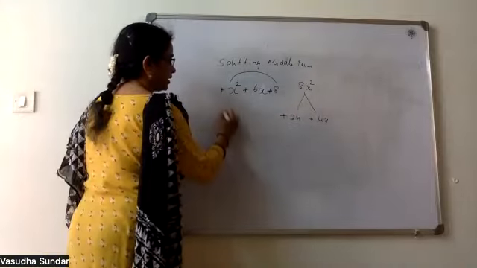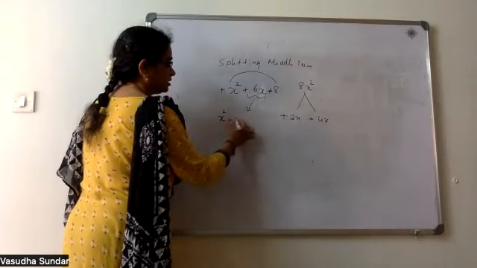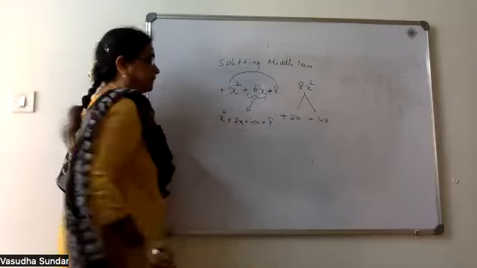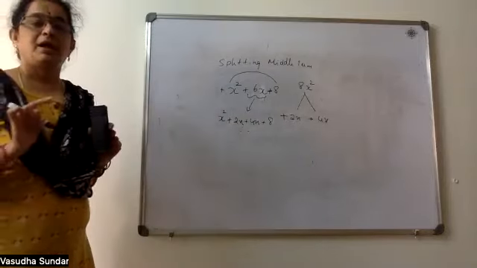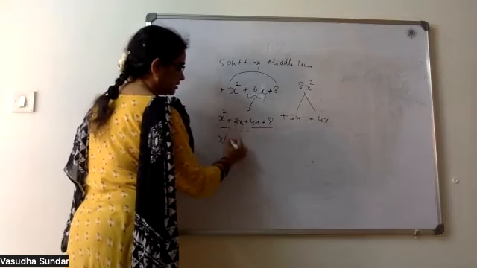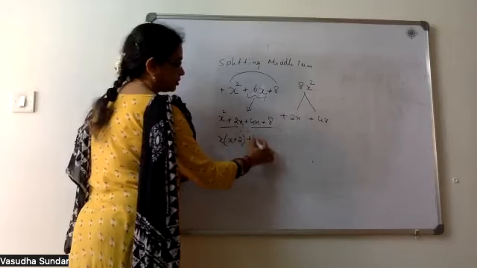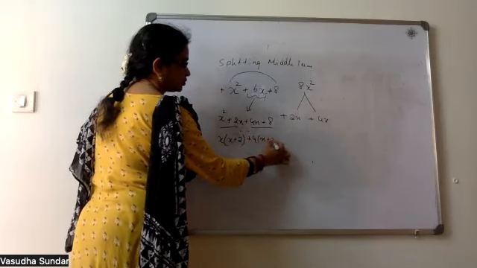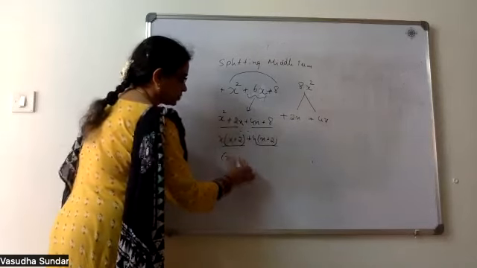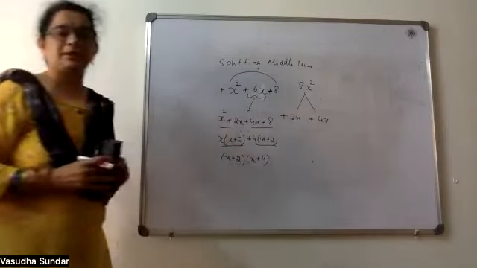So I write x squared as it is. This 6x, I split as plus 2x plus 4x plus 8. Now I have 4 terms. I am going to group. I take x here. What is left is x plus 2. Here 4 is common, x plus 2. Now I do common factor here and here. x plus 2 is common. What remains is x plus 4. Is it clear?